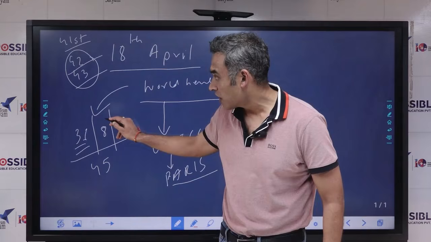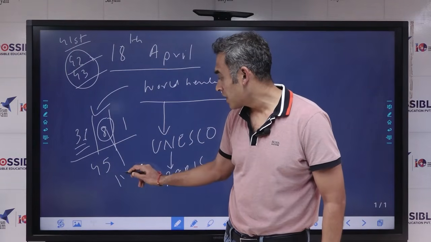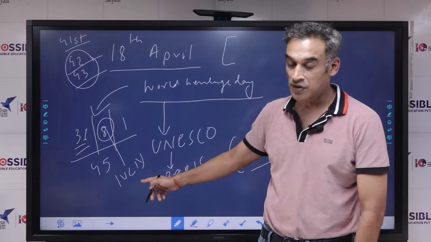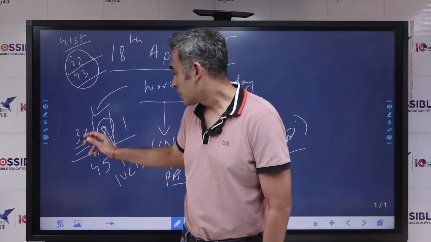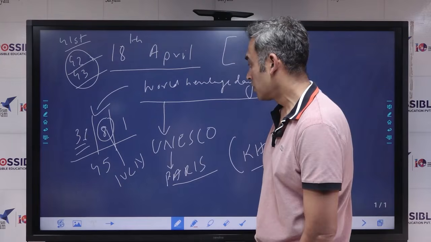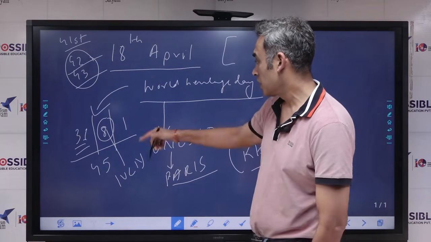So the natural part is decided by IUCN, International Union for Conservation of Nature. The headquarters of this is in Switzerland, right? Yeah, the natural is decided by IUCN.